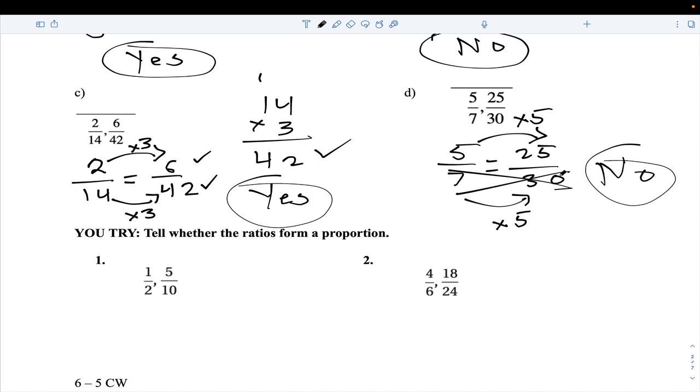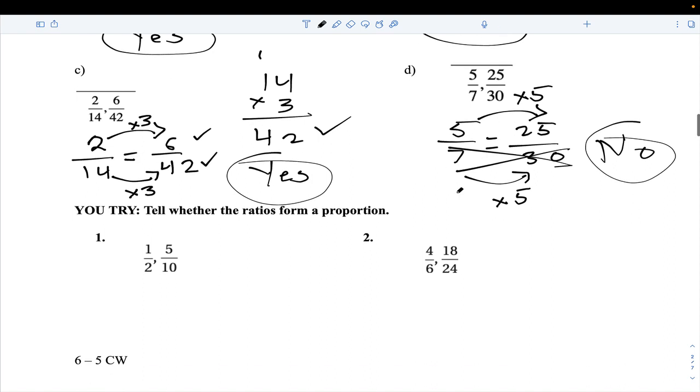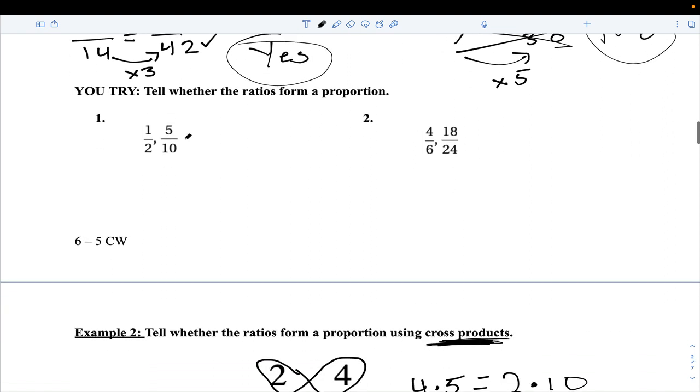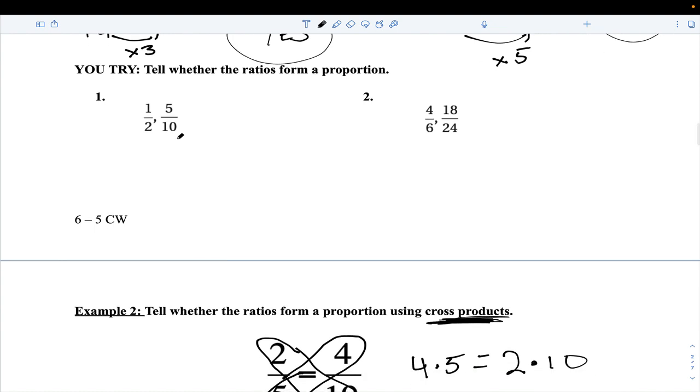The answer is no. If it was 5/6, it would be proportional. Okay. Try these 2 on your own in the next 30 seconds. You can use simplifying or you can use multiplication.